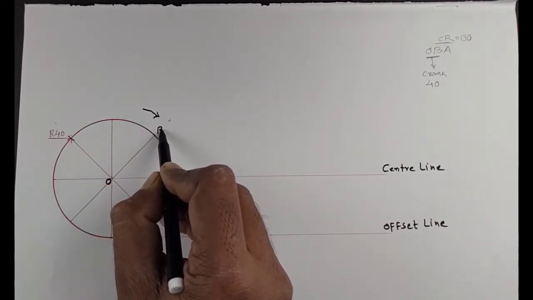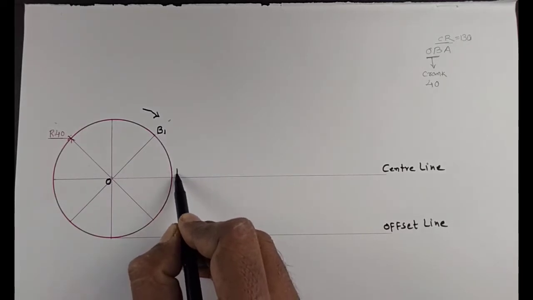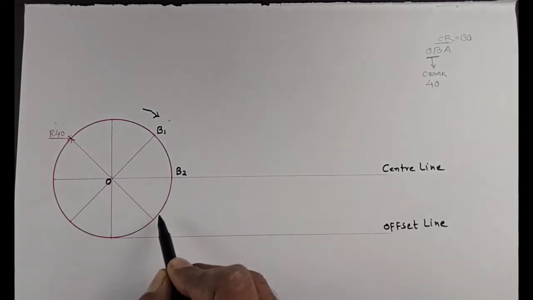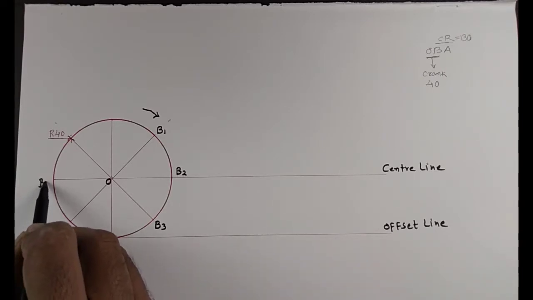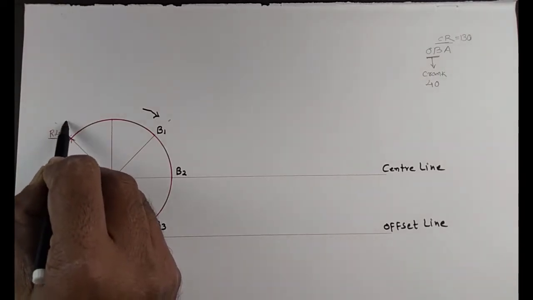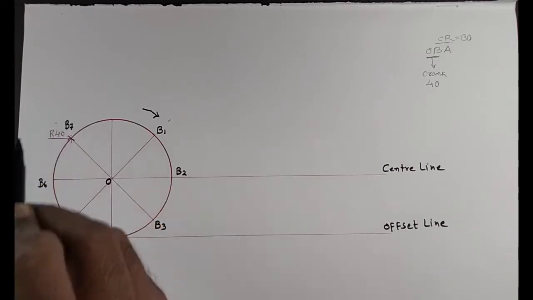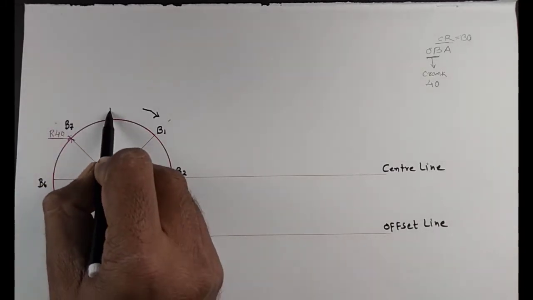It is our first point B1, B2, B3, B4, B5, B6, B7 and B8.